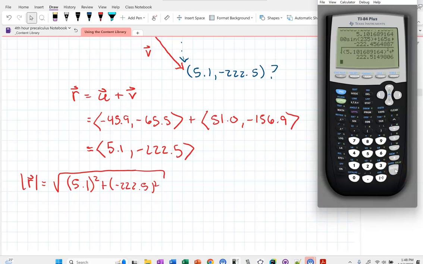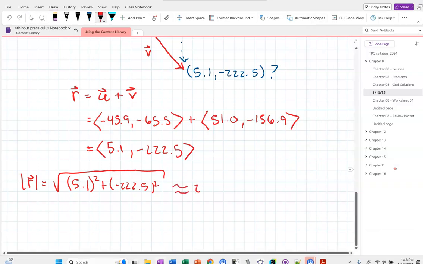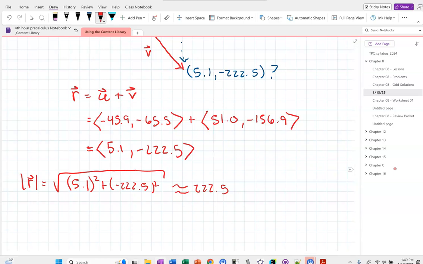And I get another 222.5, which is hopefully not very surprising, right? Most of the distance we're traveling in our resultant vector is in that y direction. The x is contributing very little. It's a very small number relative to the magnitude of the y direction. Does everyone feel okay there?